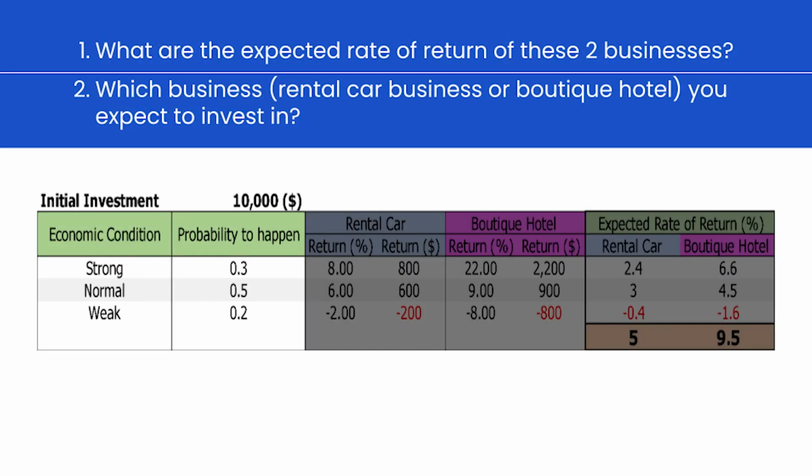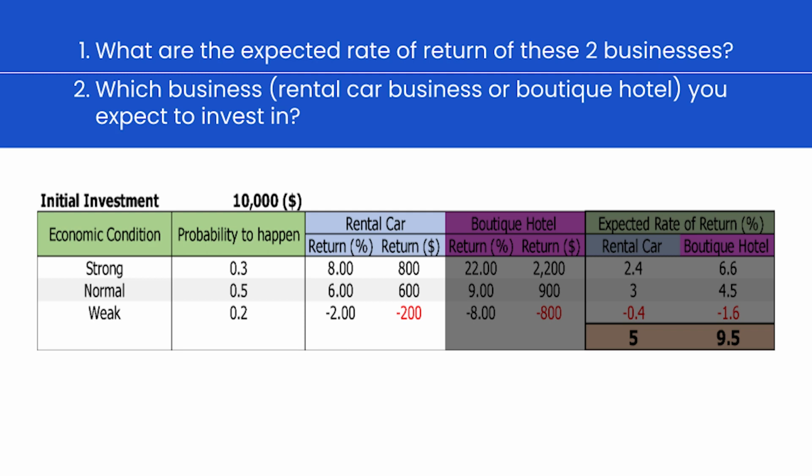Here on this page, you can notice from the table that the probability of strong economic conditions is 0.3 or 30%. The probability of normal economic conditions is 0.5 or 50%. And the probability of weak economic conditions is 0.2 or 20%. When you sum the probabilities of strong, normal, and weak economies, they need to equal 1 or 100%. This is the concept as well.